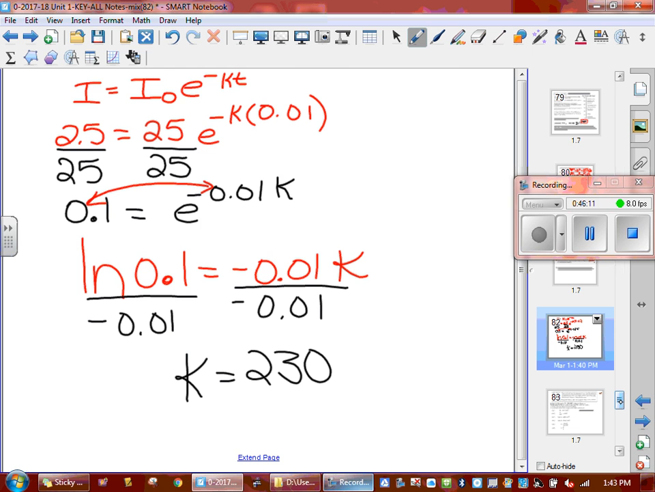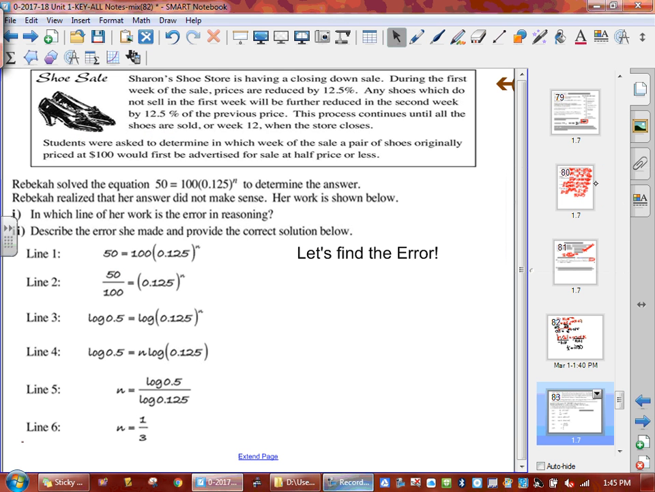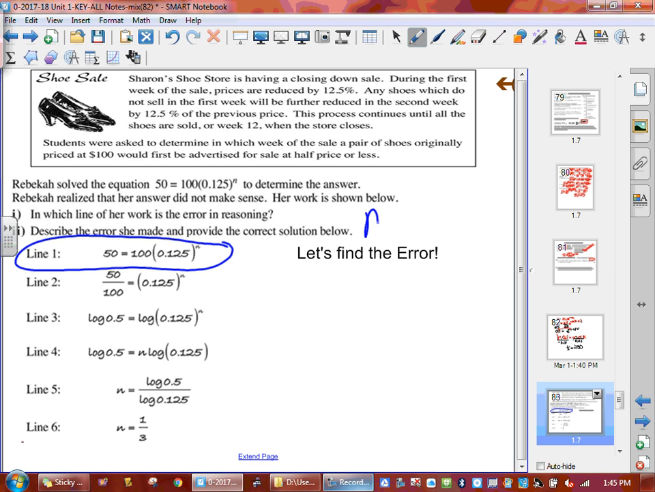Okay, so the error is found in line 1. When we're dealing with this equation, it is a variation of this: P times 1 plus or minus i to the n. When we've got an interest of 12.5%, but it's a reduction of that much, if it's being reduced, it's 1 minus that. So what should they have done? We do have to solve it properly. So this is how we solve this one properly.